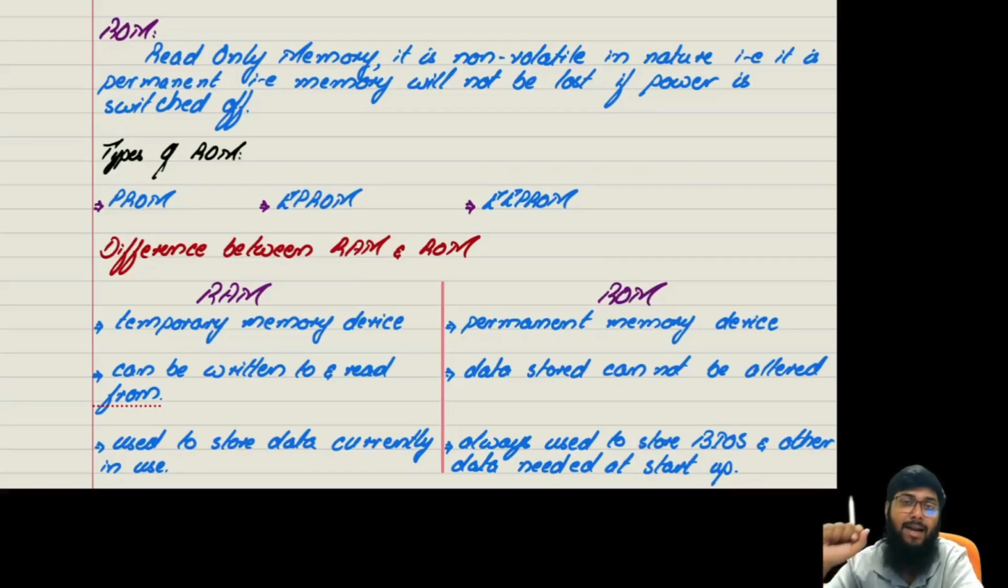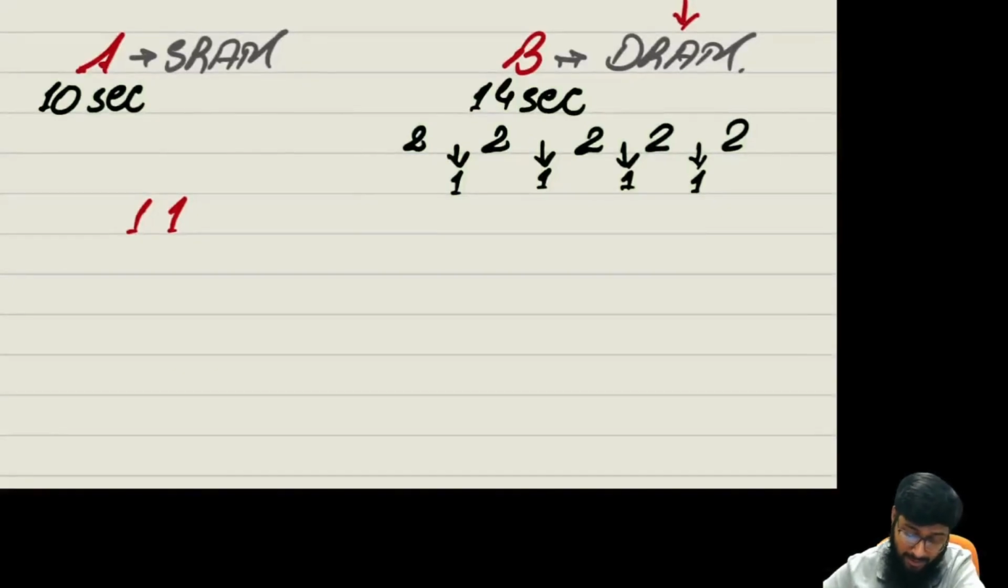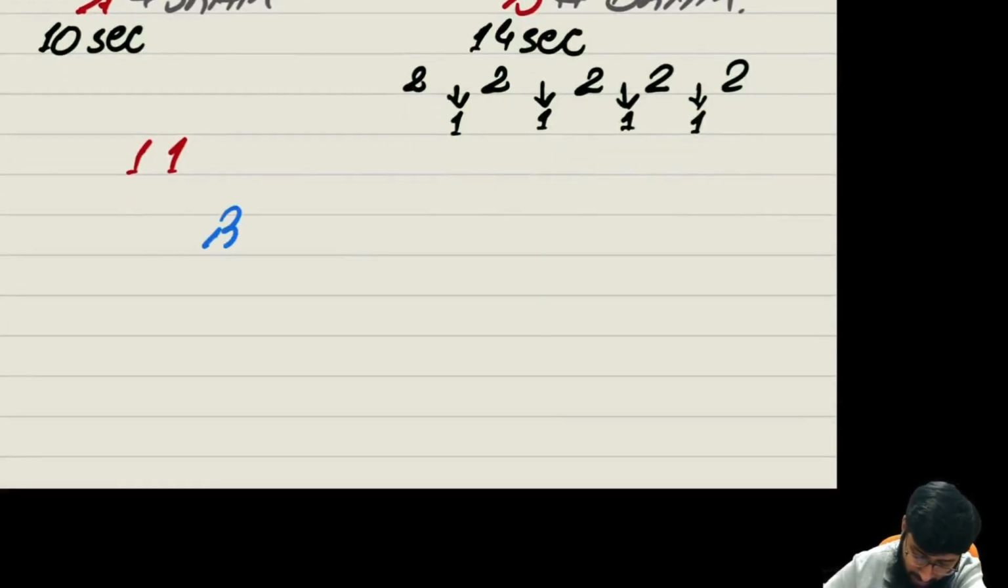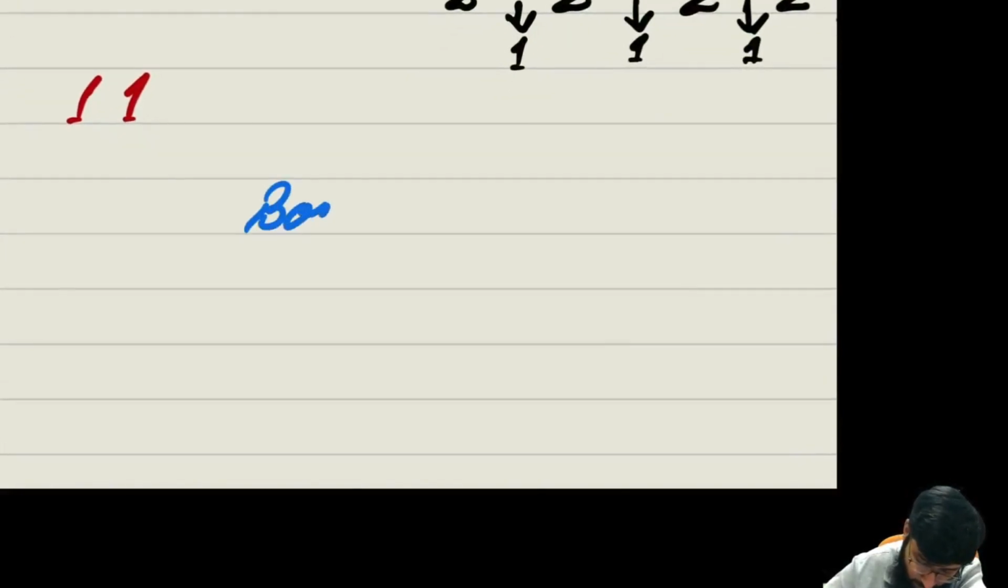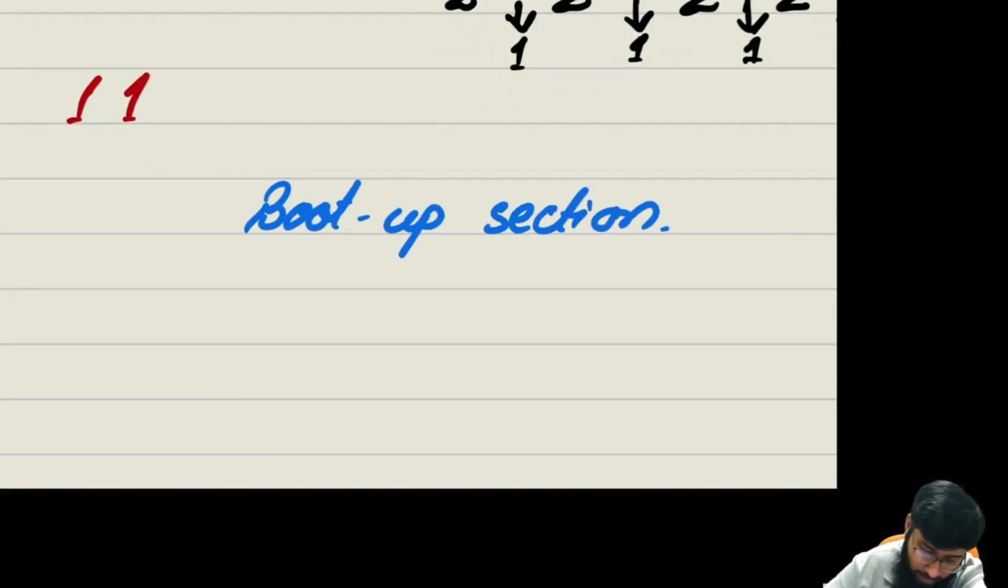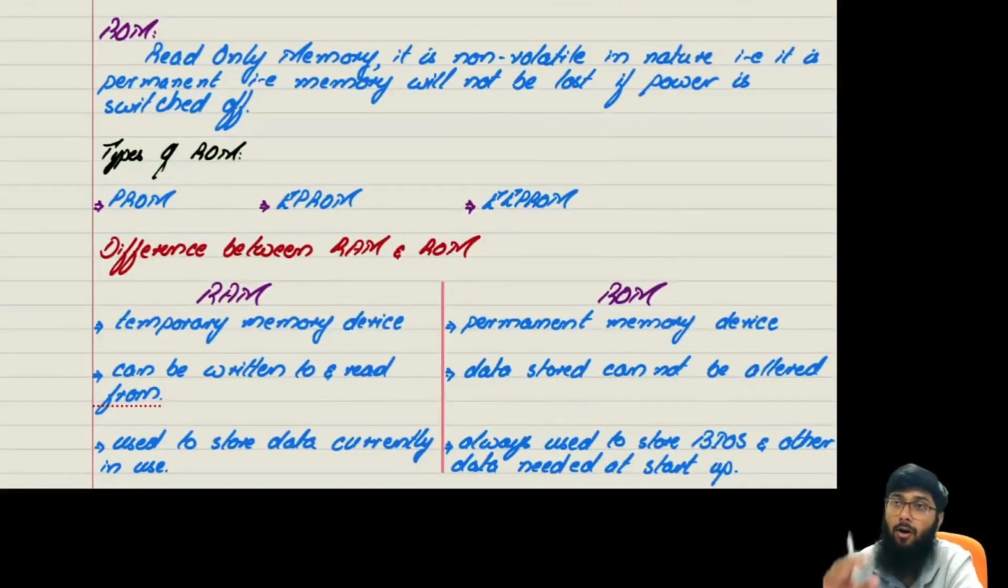That is the reason that within the ROM there is a program, the boot up section. The boot up section means the startup section of your system is stored within the ROM. We are not going to store that in the RAM, because if we store it in the RAM, then as soon as you shut down the power, the boot up section will also be deleted. That's the reason we store it in the ROM, because ROM is permanent, as we just discussed.